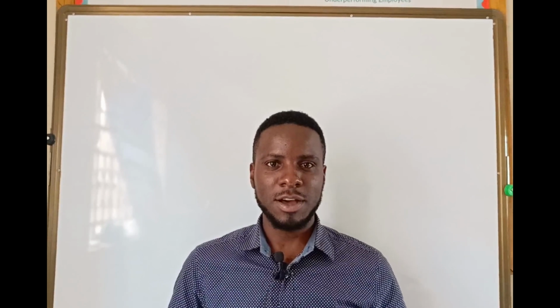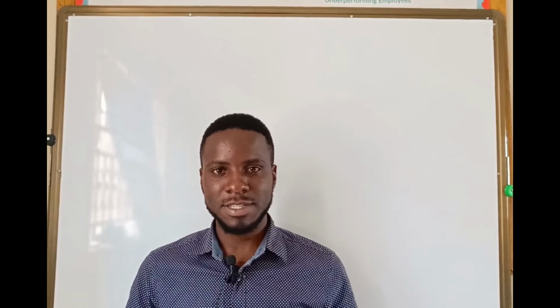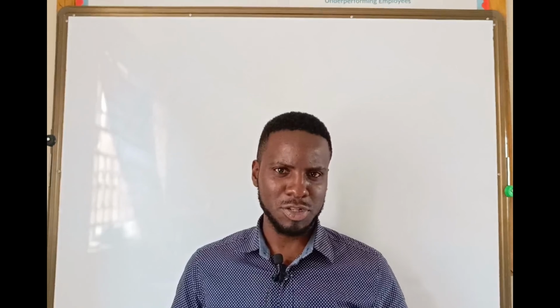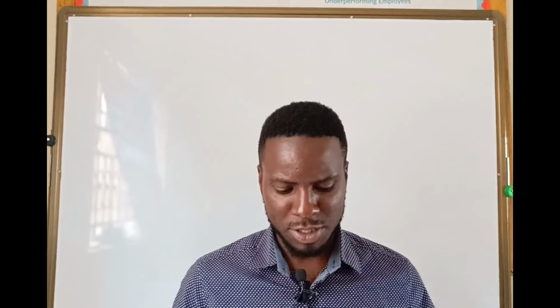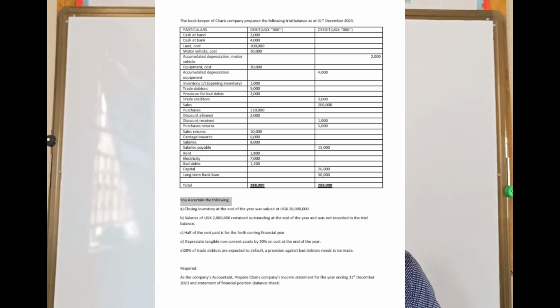Today I would like us to have a question on the income statement and the statement of financial position. So this is the question. It says the books of Caris company prepared the following trial balance as at 31st December 2023. So we have our particulars. We have cash at hand 2,000, cash at bank 4,000, land 100,000, motor vehicle. We have accumulated depreciation, equipment, accumulated depreciation as well, discount allowed.